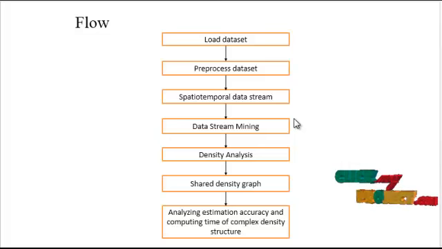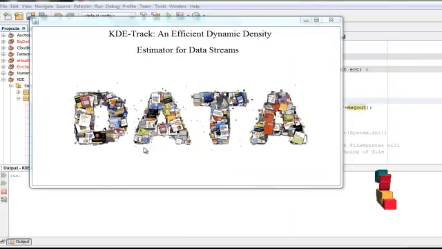After extracting this, data stream mining will be carried out. In this mining process, we will be carrying out the cluster formation and the microcluster formation. After forming the microclusters, density analysis will be done for the microclusters. In this density analysis, we will be generating a shared density graph. By having the shared density graph, we will again be analyzing and estimating the accuracy and the compute time of the complex density structure. By this, we can recluster the data stream mining, so that we can have a density estimation in this. This is our project.